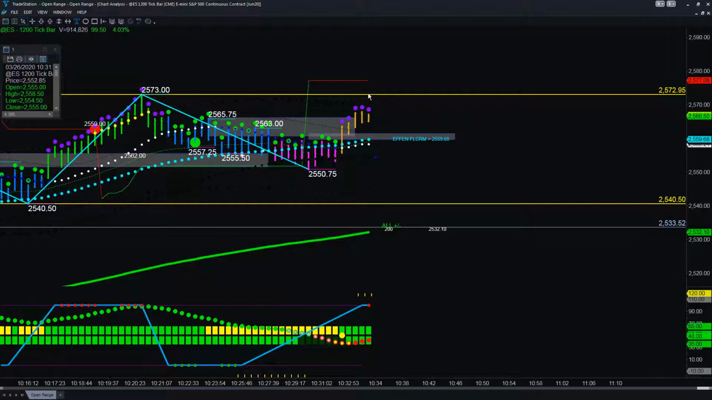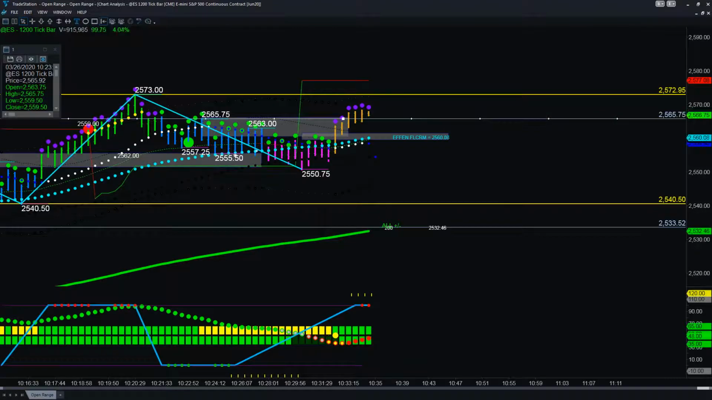Bam, once you take out structure, and in this case, because it's minor structure, 56 is here. So we've already reestablished minor structure back to the upside, and now we just need the shorts to puke it up.